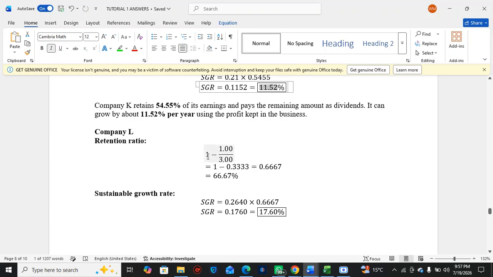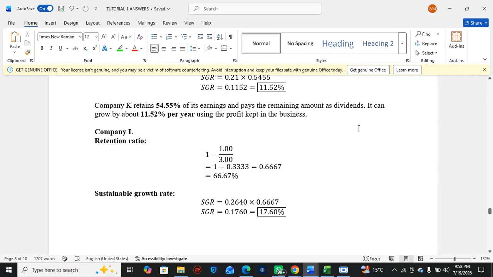Company L's retention ratio, remember, is dividend per share over earnings per share. So 1 divided by 3, you get 0.3333. 1 minus 0.33 is 0.667, which is 66.67%. That's the retention ratio, meaning when company L makes its profit, it keeps 67% of it. The remaining 33% is paid out as dividends.